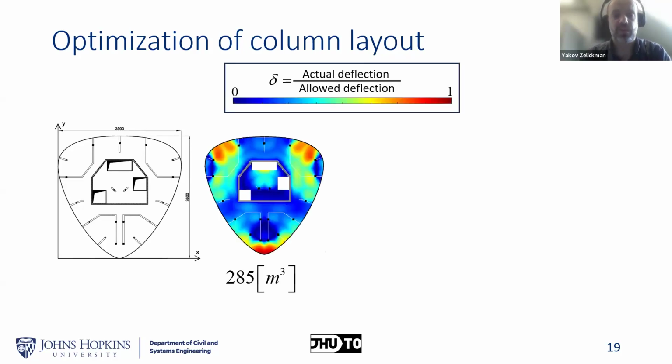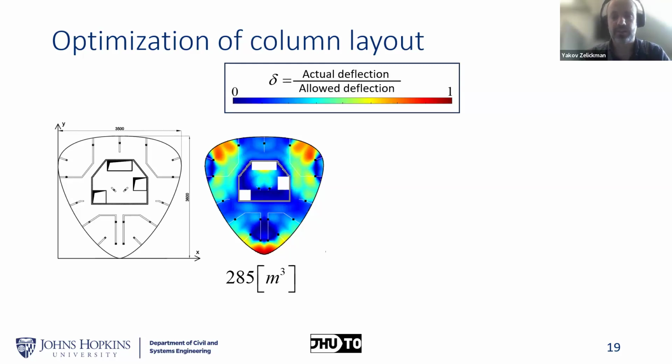So the first thing we did was an analysis of this floor, and we see that the volume of the floor is 285 cubic meters, and the plot that you see here is the relative deflection. So a value of 1 means that the actual deflection equals the allowed deflection at this point, and 0, or blue regions, represent cases where the actual deflection is much smaller than the allowed deflection at these points, and hence indicates poor utilization of the feasible space.